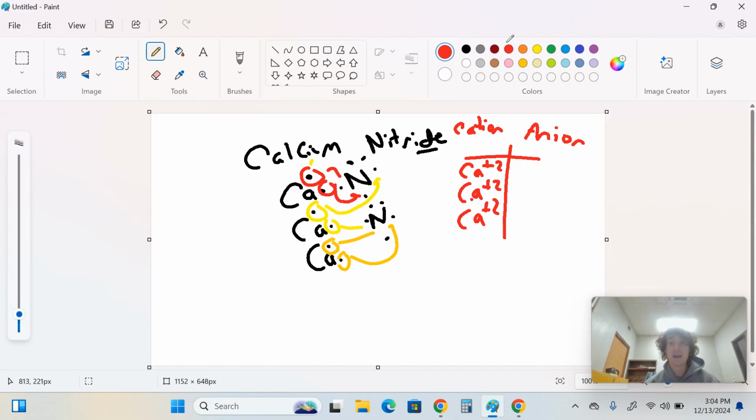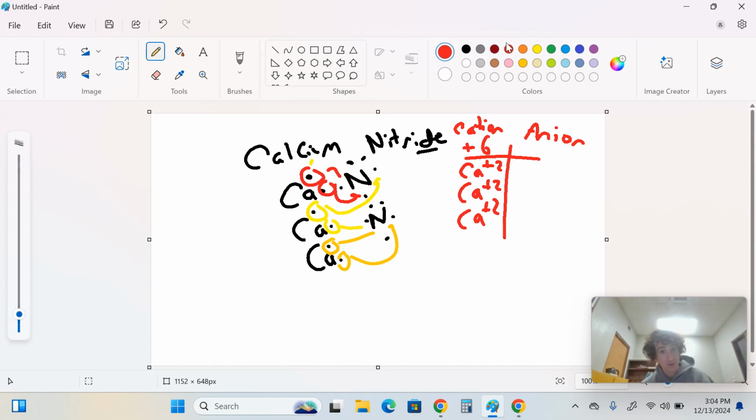Okay, so each one has given up 2, for a total of what? The cation side has a charge of +6, right? That's like the positive side of the molecule, if you want to think of it that way. Technically, there is no side that's positive, unless it's 2 things, but it's okay for now.